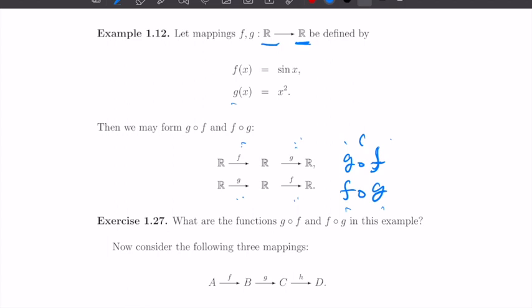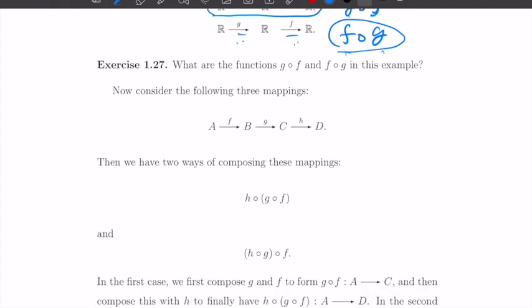And don't get confused. In this diagram, f comes first, then comes g. But in our notation, this composite function is written g circle f. So it's kind of opposite. In the other one, g comes first, f comes next, but in our notation, this is f after g.